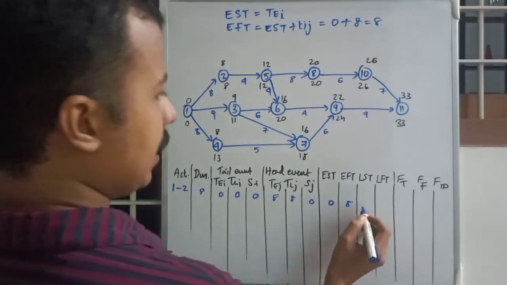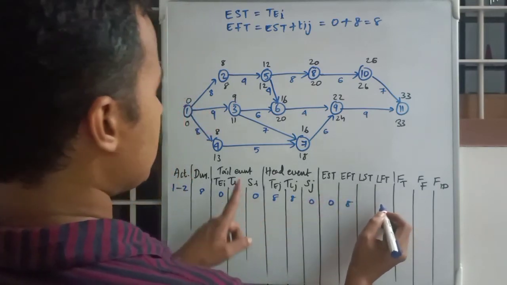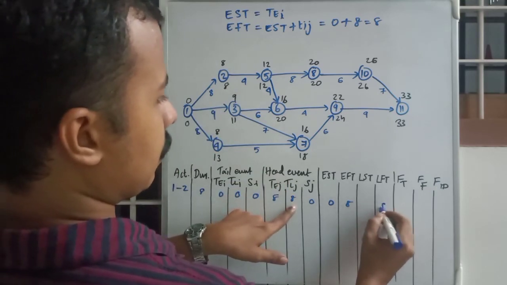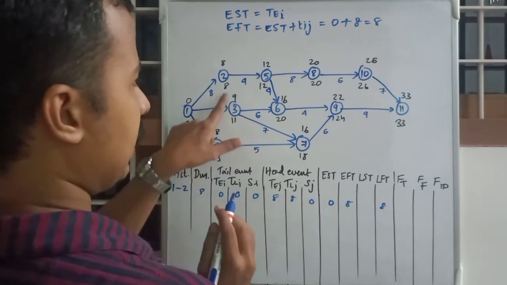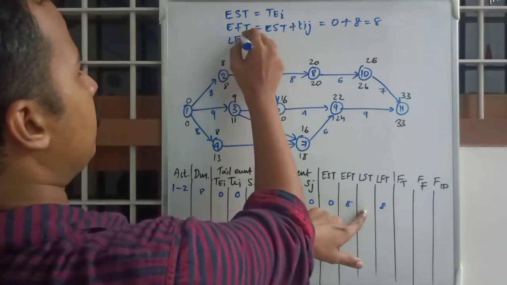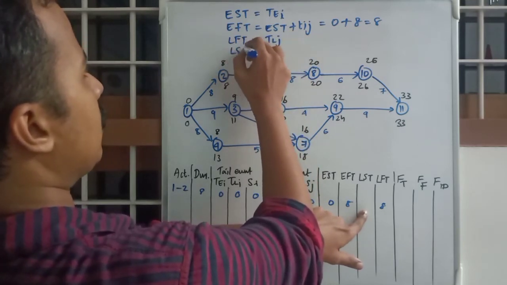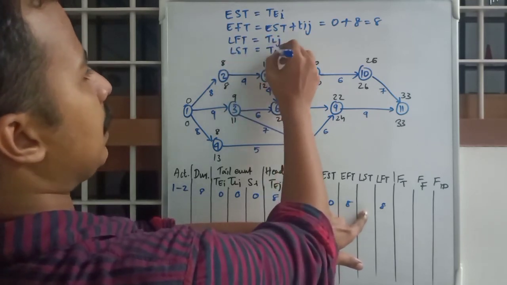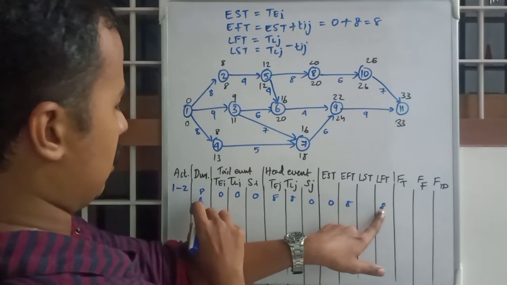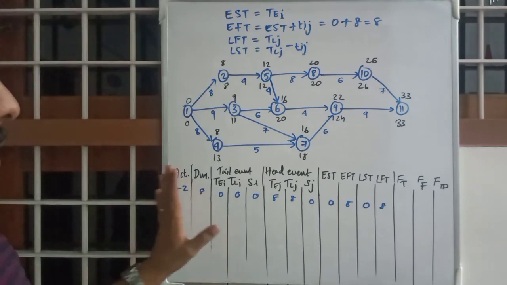Okay. And EST will be calculated from EFT. What was EFT? EFT was this TLJ value, that is 8. And LFT is equal to TLJ. LST is equal to LFT minus TIJ, so 8 minus 8, that is 0. Okay, so this is the data entry.